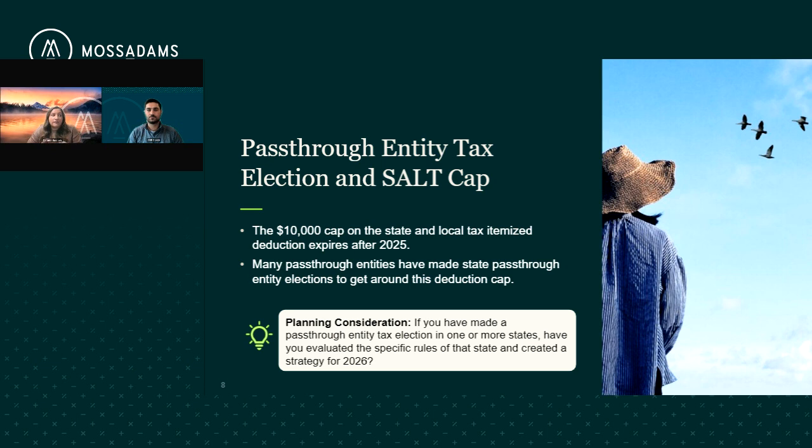So if this applies to your business, just be aware that this is expiring in 2025, and a lot of the states, including California, do have this expiration also at the end of 2025. So it's just something that needs to be taken into consideration for the next couple of years.